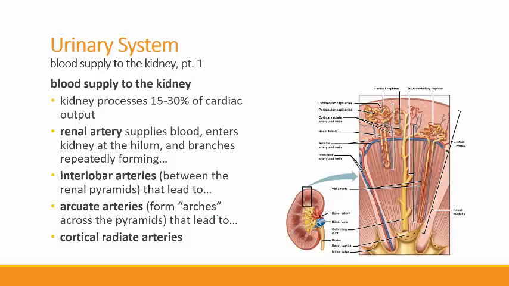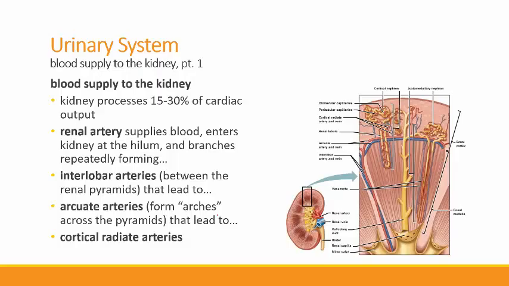The kidney processes, depending on the activities of the body, between 15% of cardiac output, that would be if you're engaged in some physical work, up to something on the order of 30%. So almost a third of the blood that's being pumped out of the heart when we are in rest and digest mode is being sent to the kidneys. That's a lot of blood, my friends. So the renal artery is what supplies that blood.